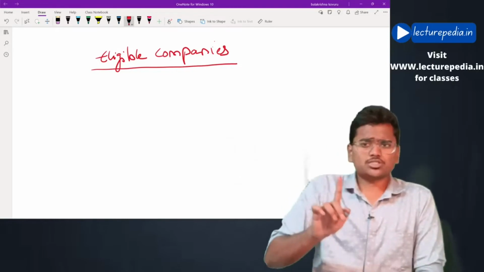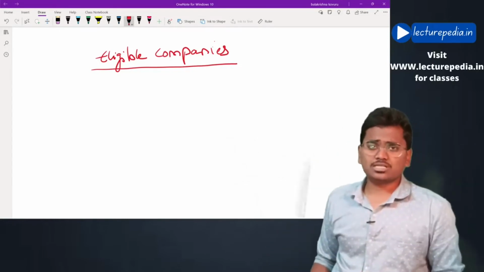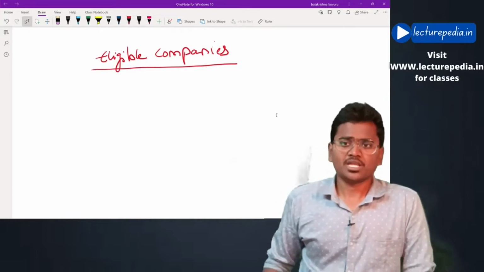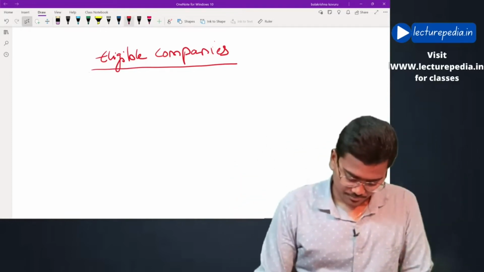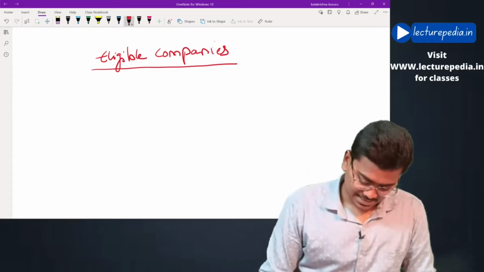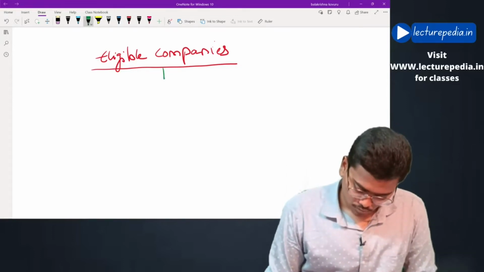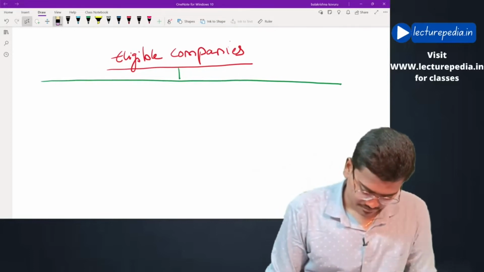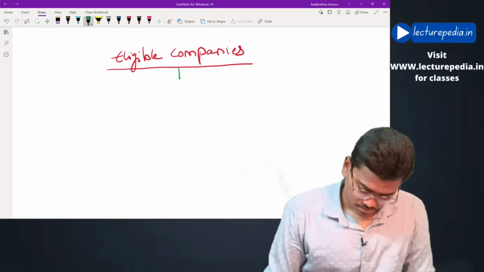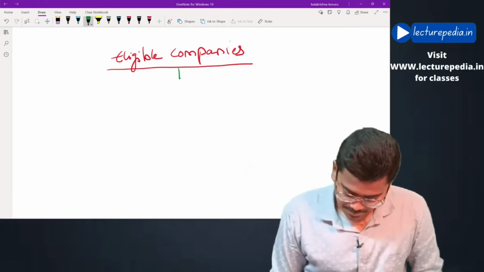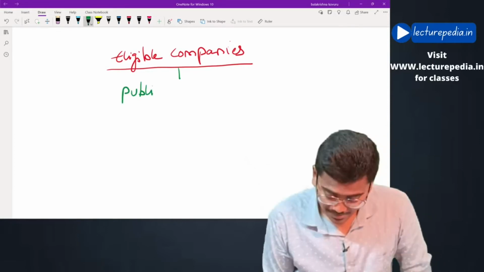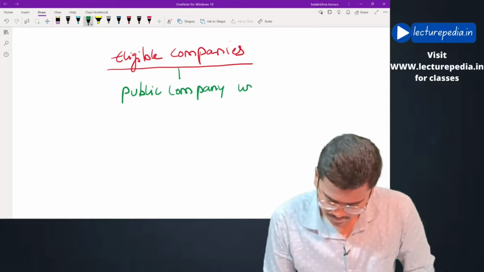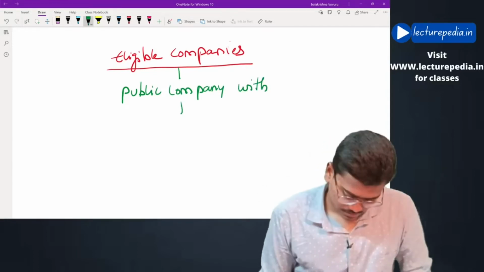You please don't write, you listen to the class. Later on I will give you the time to note down all these charts. Now, who are eligible companies? Basically there are three conditions that are given. What are those three conditions? First of all, an eligible company means a public company with three conditions.